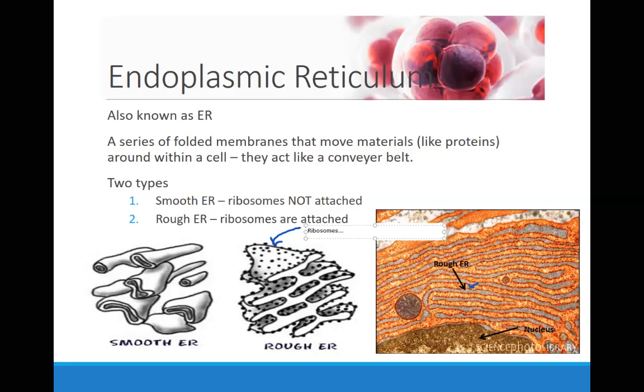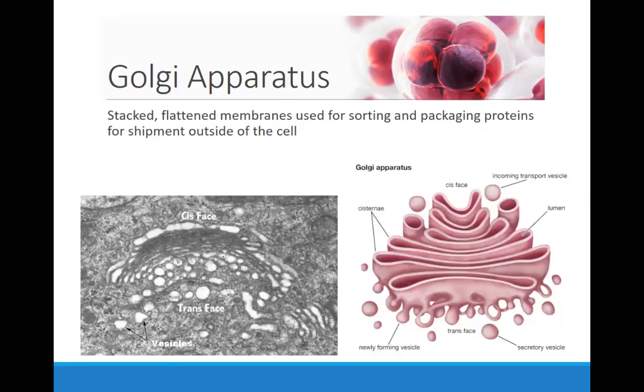Those little dots are ribosomes. All right, and remember, ribosomes' primary job is to do what? That's right, to make proteins. And so while both of them transport materials in and around the cell, the rough ER is the one that's going to modify some of those proteins as it's doing that shipment process. Okay, so, oops, too far. We've got the Golgi apparatus next.